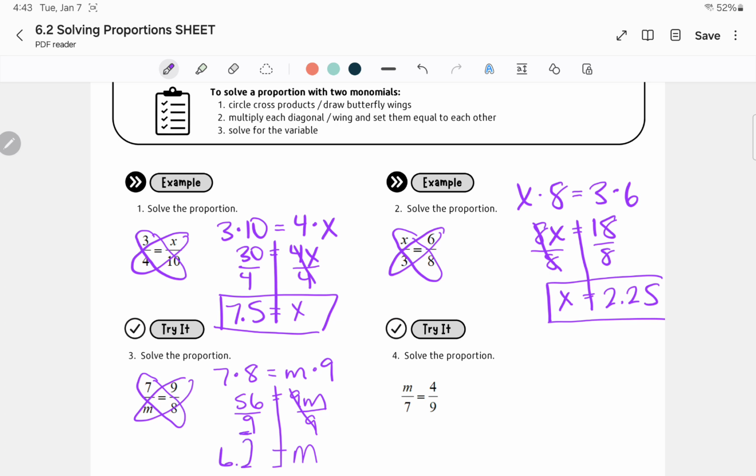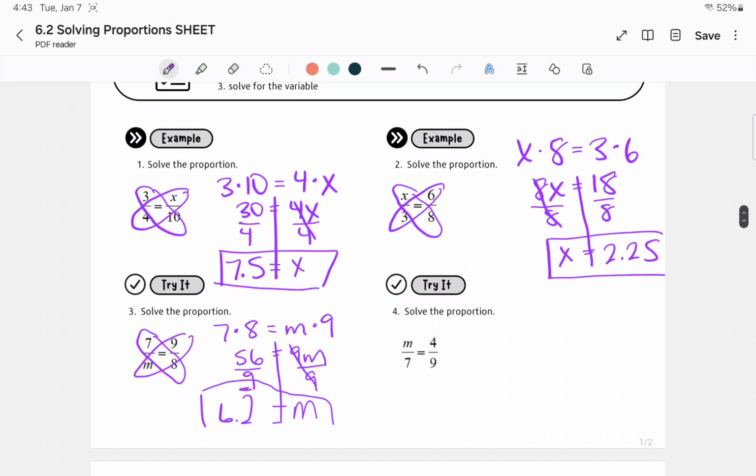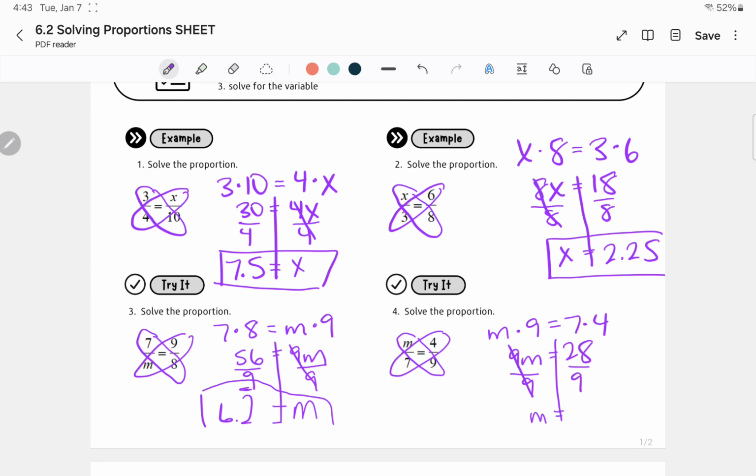Tablet is going a little crazy here. But that's m equals 6.2 repeating. All right, so now for number 4, I have another m times 9. And I have 7 times 4. So m times 9 is 9m. 7 times 4 is 28. And I divide both sides by 9 to get 28 divided by 9 is 3.1 repeating.